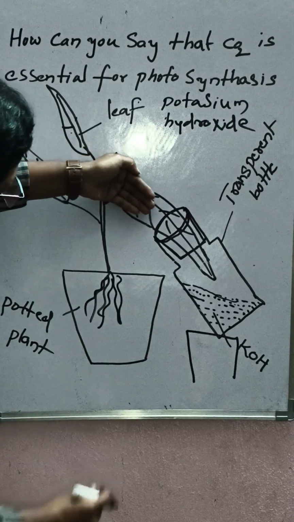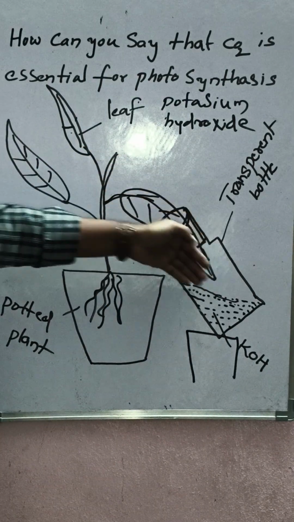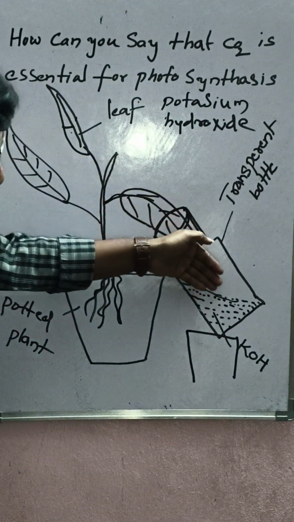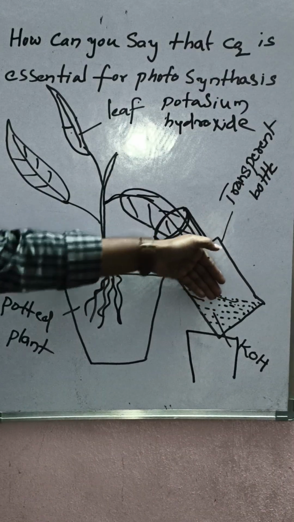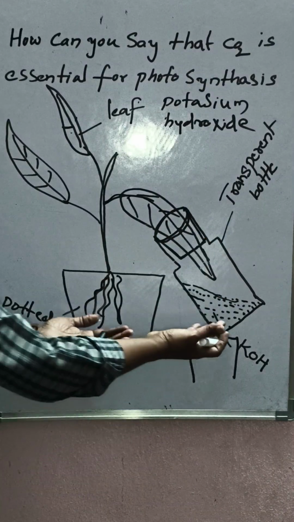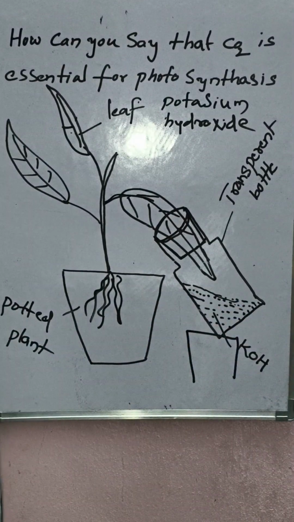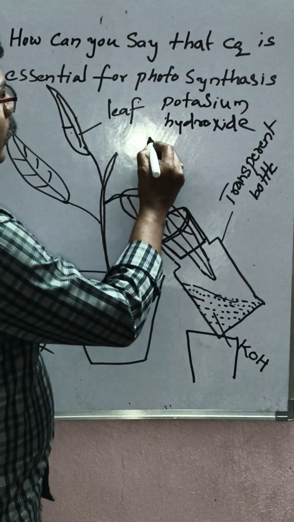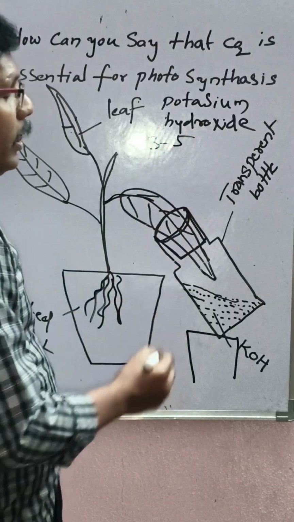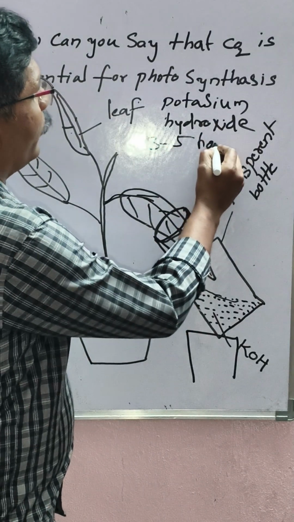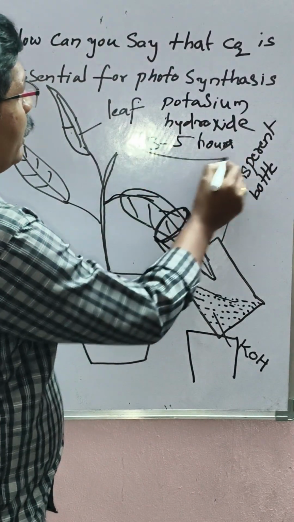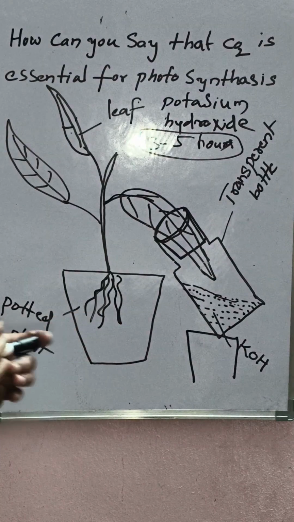Insert the narrow leaf through the split into the inner portion of the bottle. The entire setup is kept in sunlight for nearly 3 to 5 hours. After those 3 to 5 hours, what will happen?